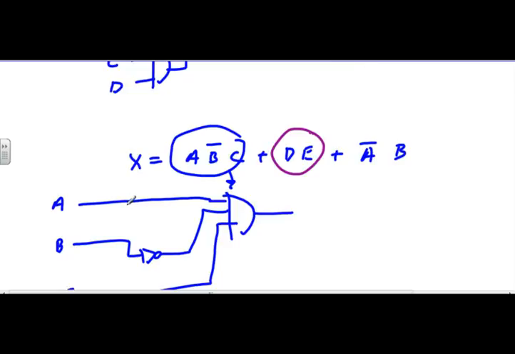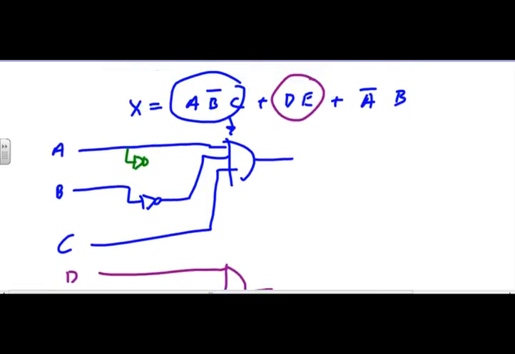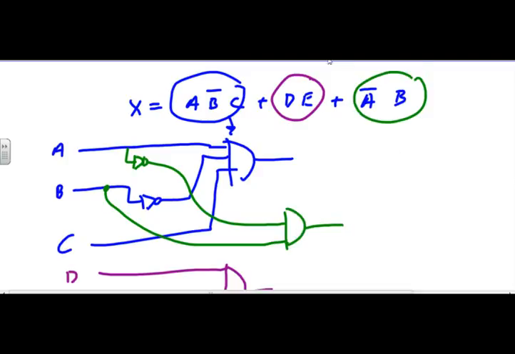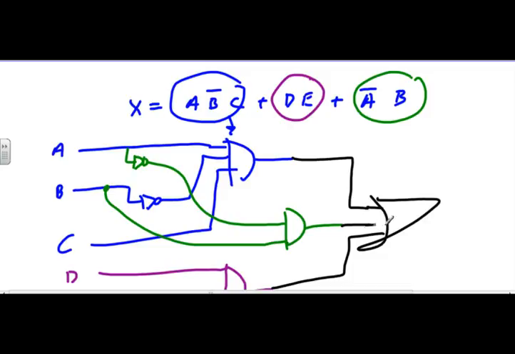Then I'm going to go and get a not a. And where am I going to put it? I'll put it in the middle. I'm going to put it there. And then I'm going to get a b. I'm going to put it there. I'm going to AND them together. That's that guy. Then I'm going to take all three of these guys and send them through an OR. And now I have x.